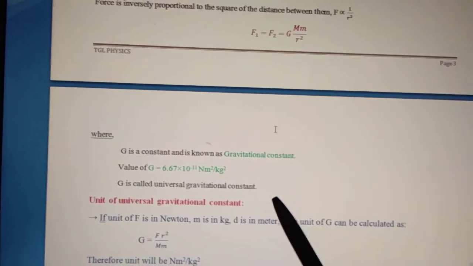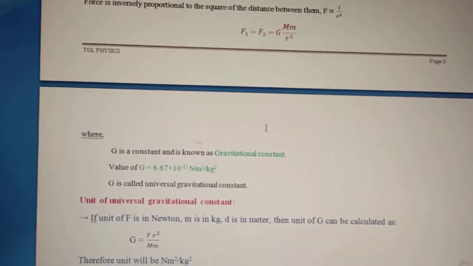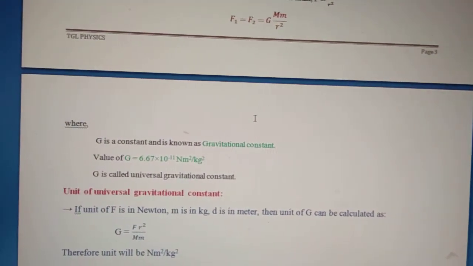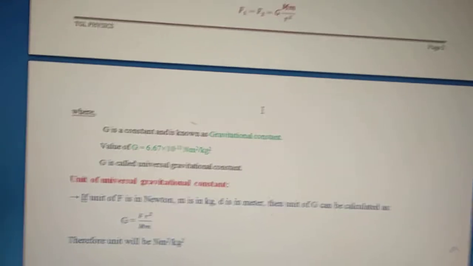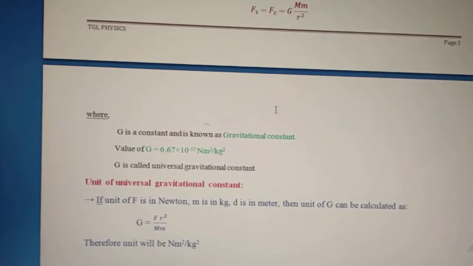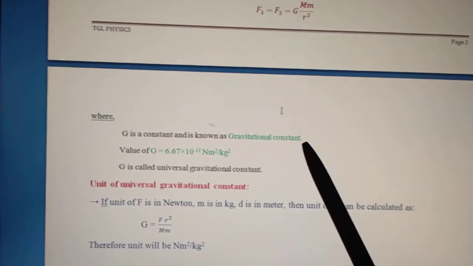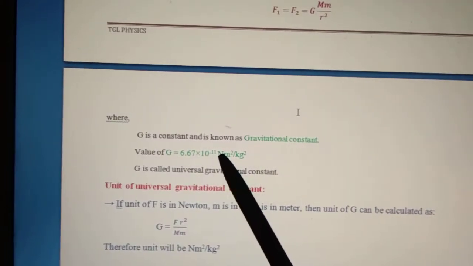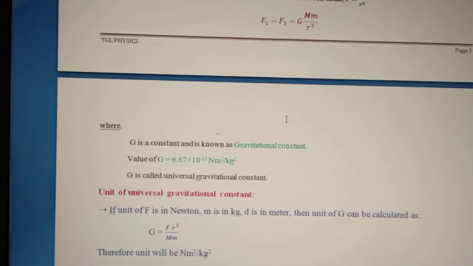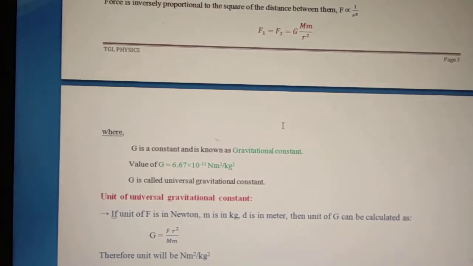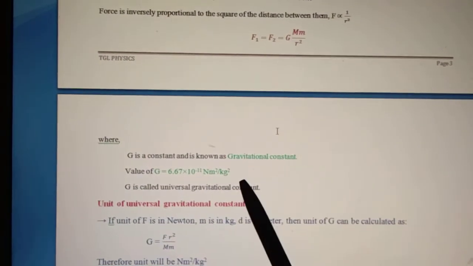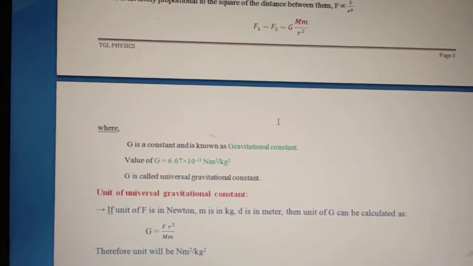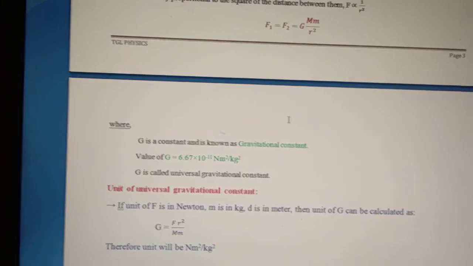So we can calculate the gravitational constant, like the gravitational acceleration of the earth. The gravitational acceleration of the earth is nearly 9.8 meter per second square. In the same manner, the gravitational constant for each and every body is equal to 6.67 into 10 to the power of minus 11. By calculation, we can get this particular value. That calculation part we will discuss at a later stage.